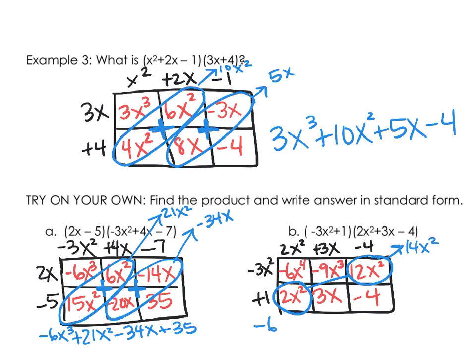So we got to write out all the things that we have. Negative 6x to the 4th, negative 9x to the 3rd. Then we combine those like terms to get positive 14x squared. Then we had that positive 3x and that negative 4. And our answer is written nicely in standard form, so we are done.